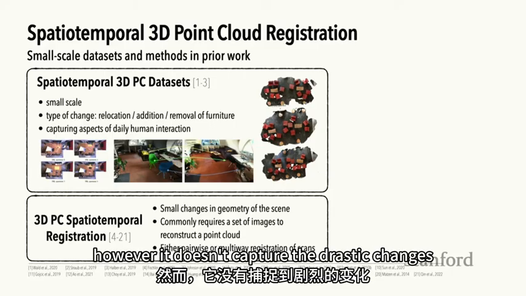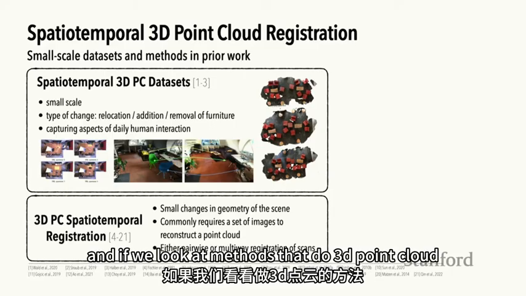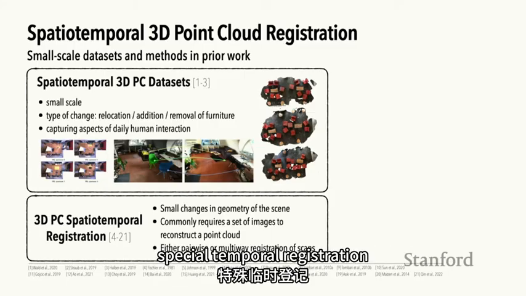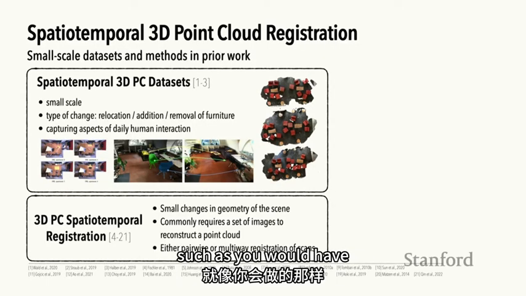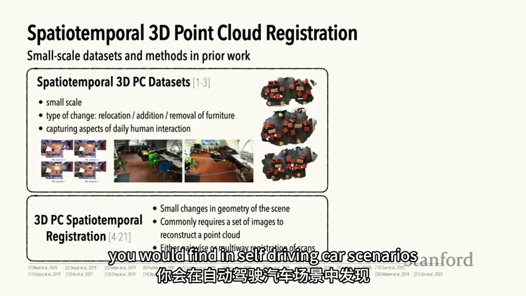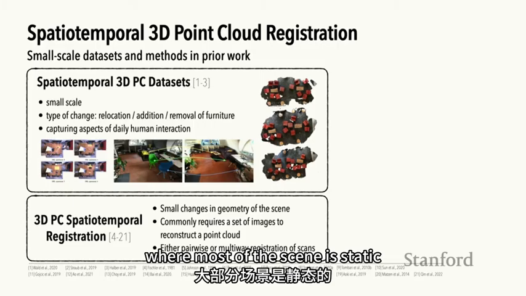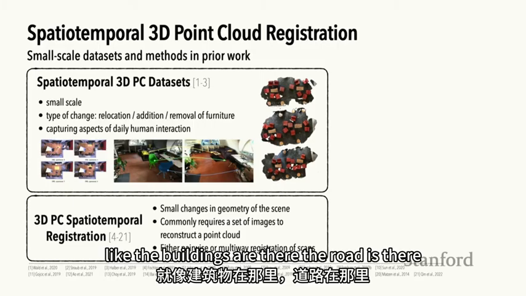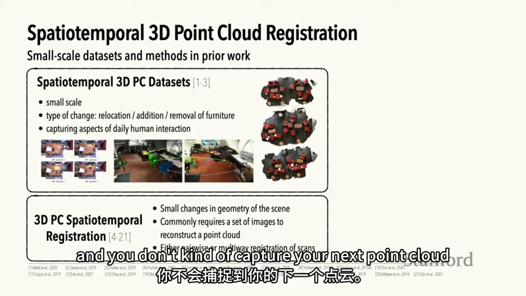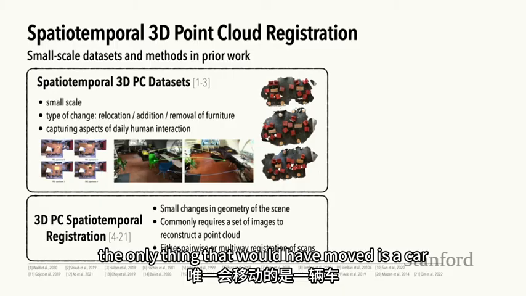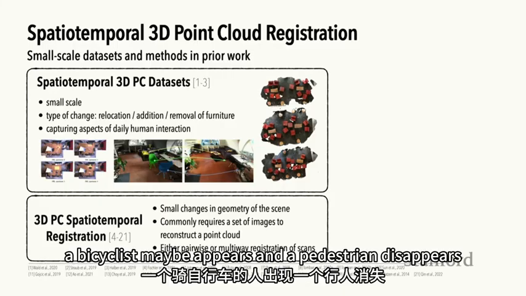However, it doesn't capture the drastic changes. And if we look at methods that do 3D point cloud spatiotemporal registration, they are only able to handle small changes in the geometry of the scene, such as you would find in self-driving car scenarios, where most of the scene is static. The buildings are there, the road is there, it will not change in the next couple of seconds, and you're going to capture your next point cloud. The only thing that would have moved is a car in front of you, a bicyclist maybe appears, and a pedestrian disappears.